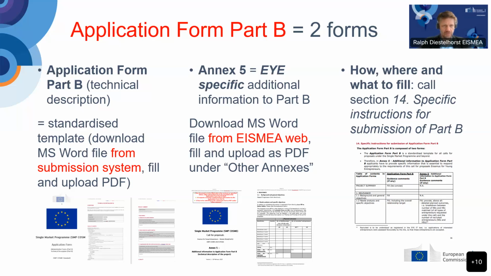So it's very important to distinguish in these 2 documents, in particular knowing that without Annex 5, your application form cannot be complete and you cannot expect to be evaluated favorably. So keep it in mind that the application form part B is composed of these 2 forms that we have to receive. Next one.